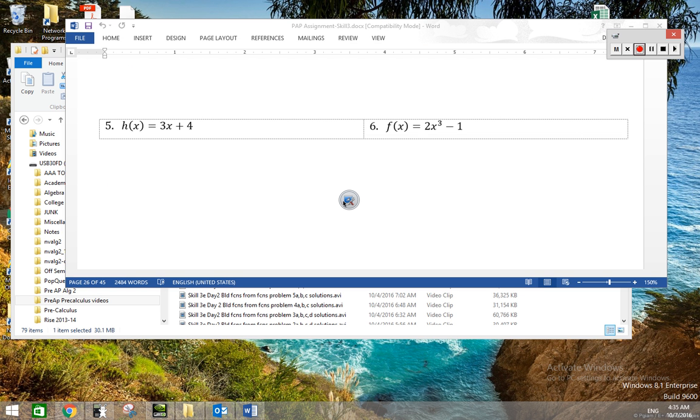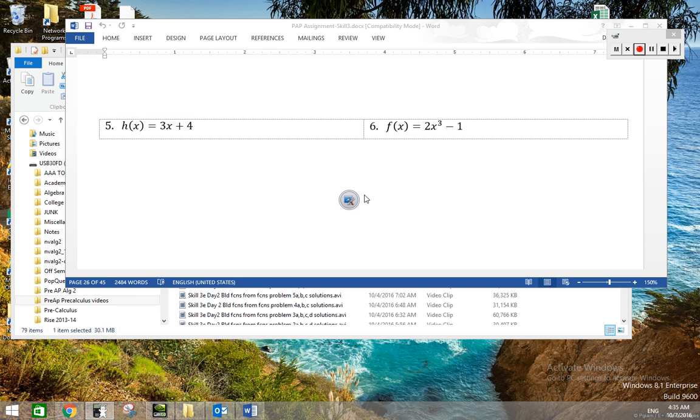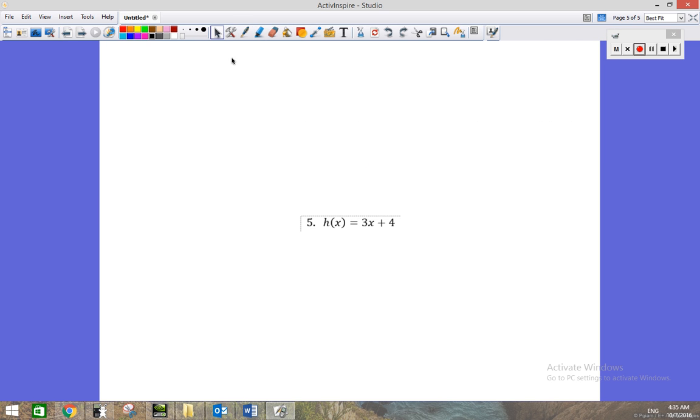Alright, so let's take a look at number 5. Well, this time when we were typing it up, rather than using f, we just called this function h. Alright, so what do I know about this function? Well, I'm familiar with it because in Algebra 1, you studied lines quite a bit. The graph of this is just a line.